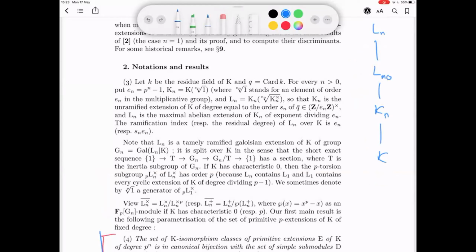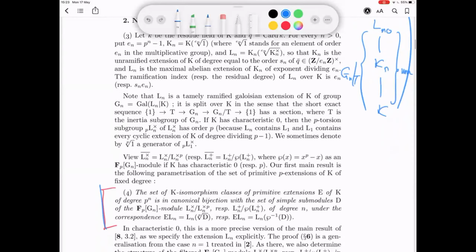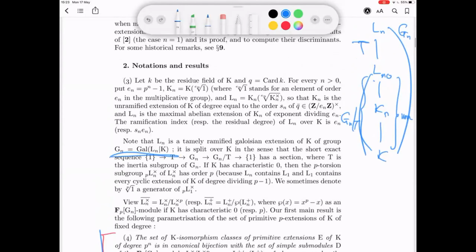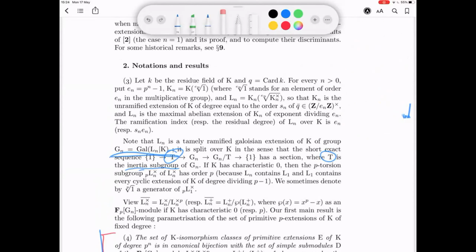So this is unramified, right? And this group here is T. This group here is Gn modulo T. And of course, the whole group is Gn. So Gn is the Galois group of Ln over K. No, not this one, it's this big one. And then T is the inertia subgroup. So that's the inertia subgroup. And inertia subgroup means that you take the maximal unramified extension inside this, and then you take the Galois group of this part, right? So that is T. That's the inertia subgroup. And goodness.